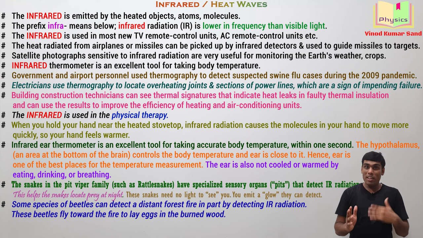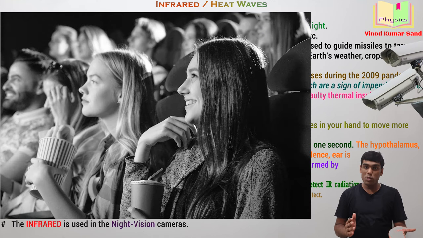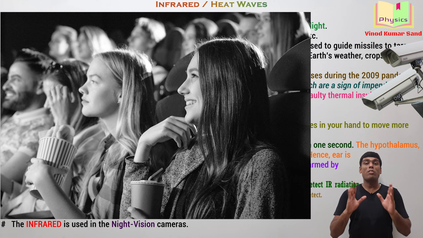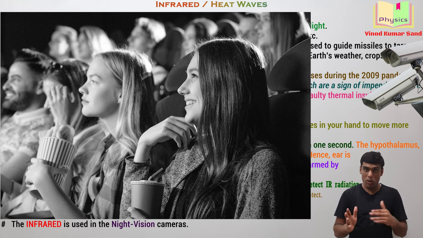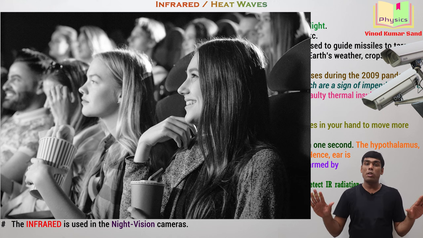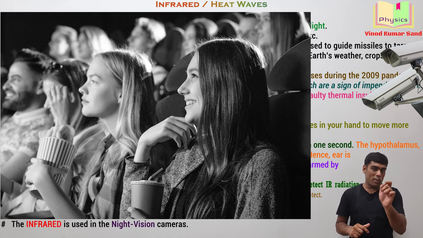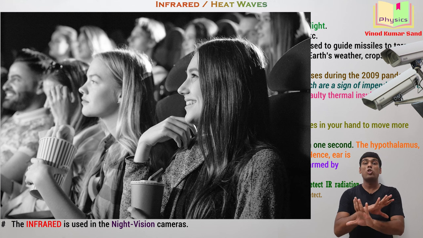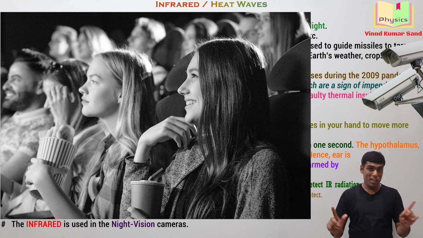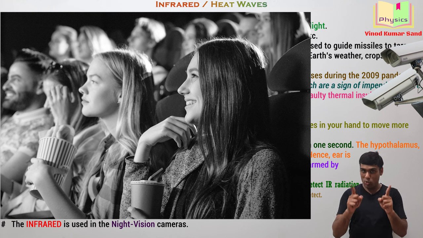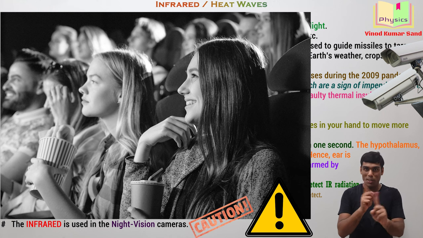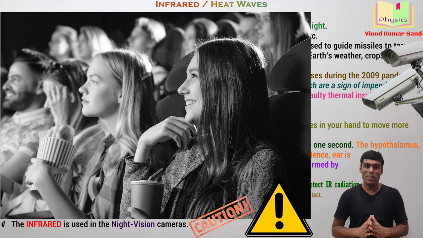The infrared is used in night vision cameras. In many cinema halls nowadays, infrared cameras are installed. While a movie is being played, let's say it's totally dark in the cinema hall, but these infrared cameras can generate clear pictures. So if you are going to a cinema hall to watch a movie, just watch the movie carefully. Do not do anything else. Pay attention. It's important for you.